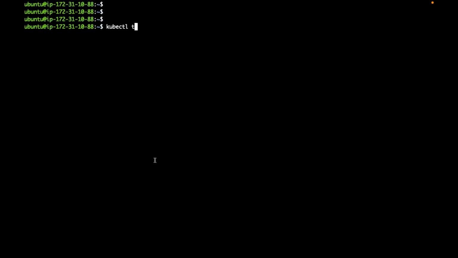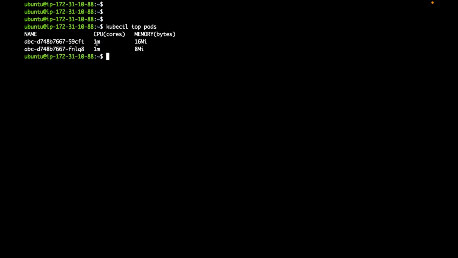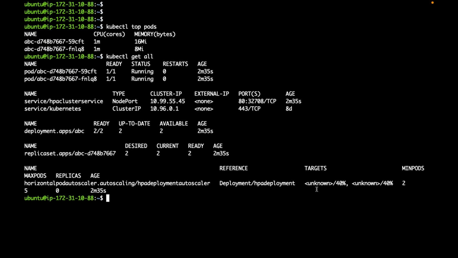Now, kubectl top pods. What is the current CPU utilization as of now on these pods? Now, if you observe, why is it showing unknown? What is the mistake? I created a HPA for this deployment, but is the deployment name correct? Did I target this deployment? If you see, this is not correct.